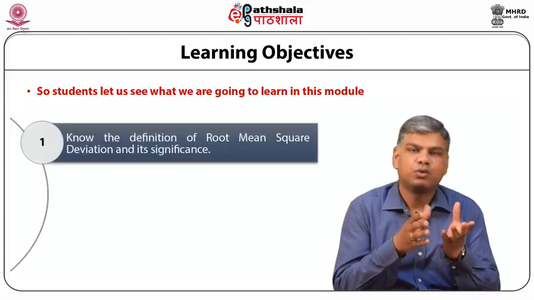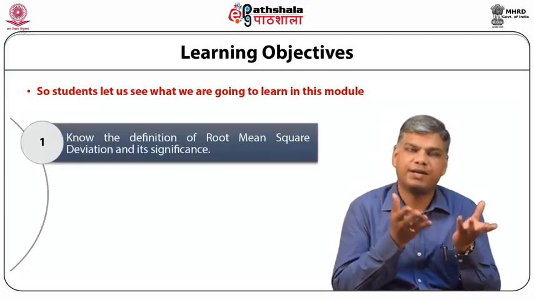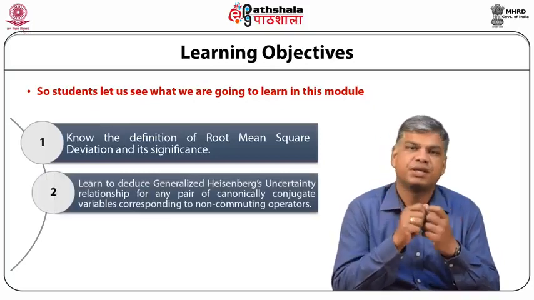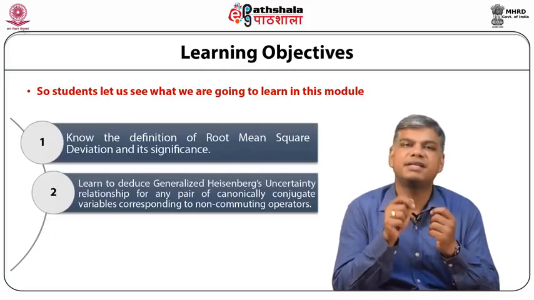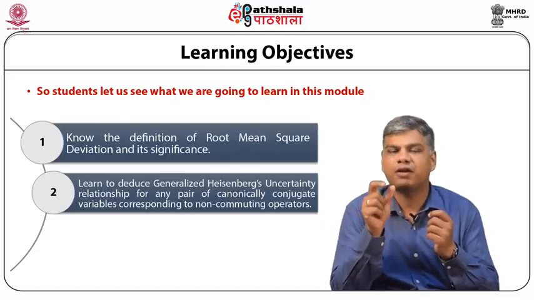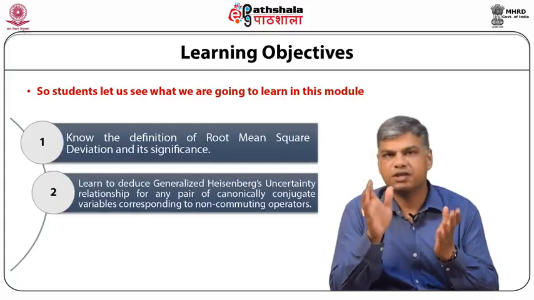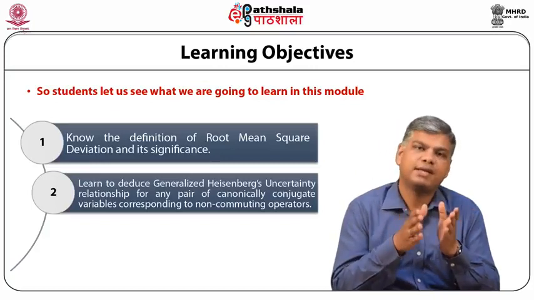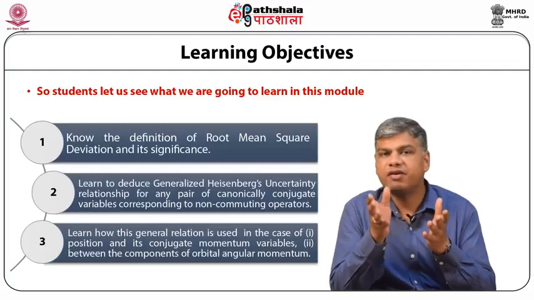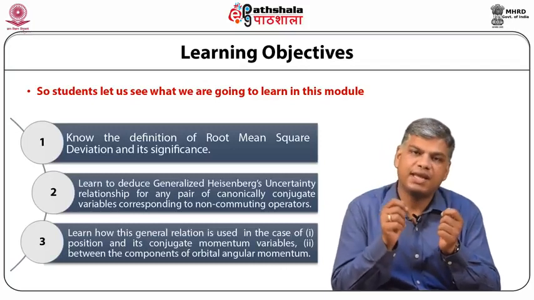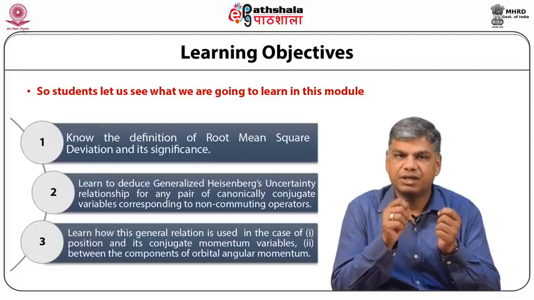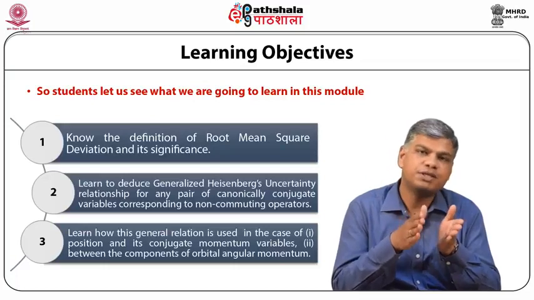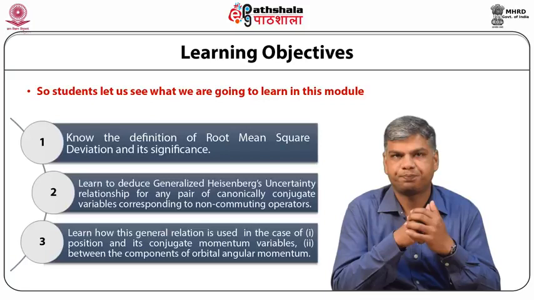Firstly, we'll get to know the definition of the root mean square deviation and its significance. We'll learn how to deduce the generalized Heisenberg's uncertainty relationship for any pair of canonically conjugate variables corresponding to non-commuting operators. We'll then learn how this general relation is used in the case of, 1. Position and its conjugate momentum variable. 2. Between the components of the orbital angular momentum.